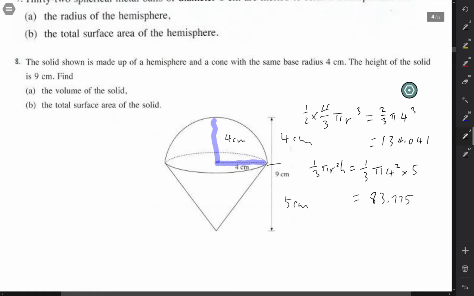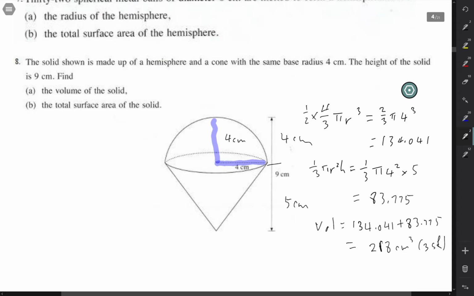Next, to find the total volume, you just add the two: 134.041 plus 83.775. So we get 218 cm cubed. Okay, this is 3 SF, correct to 3 significant figures. Okay, any problem with that? So that is the first part, finding the volume of the solid. Okay, next we have the surface area, the total surface area.